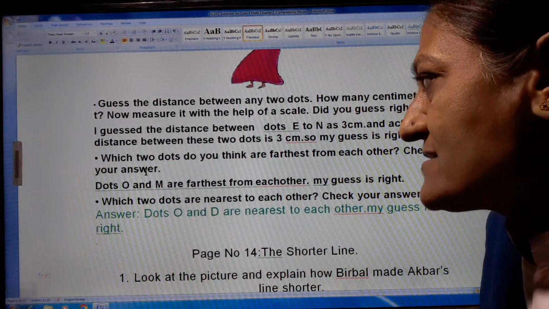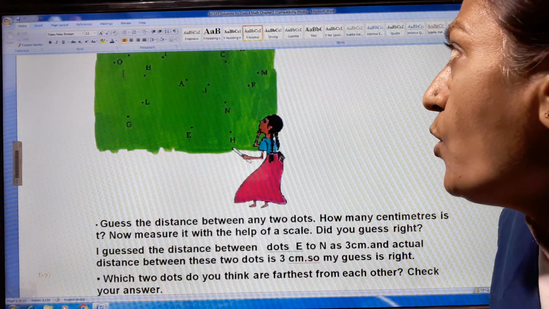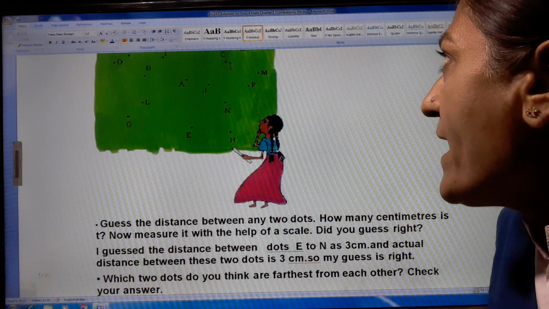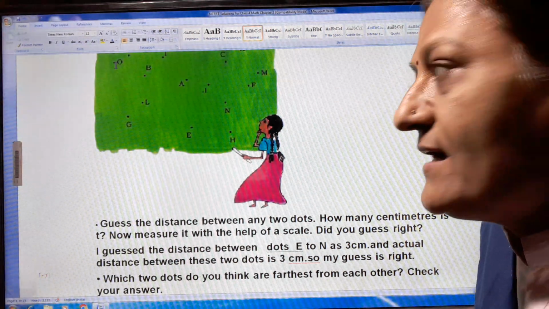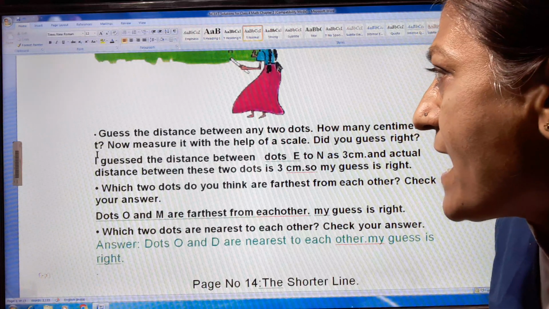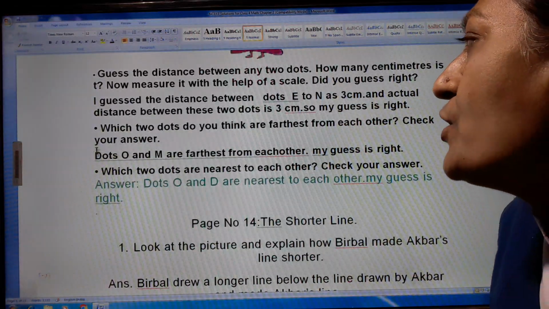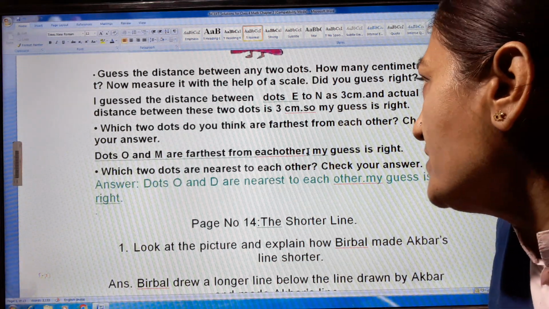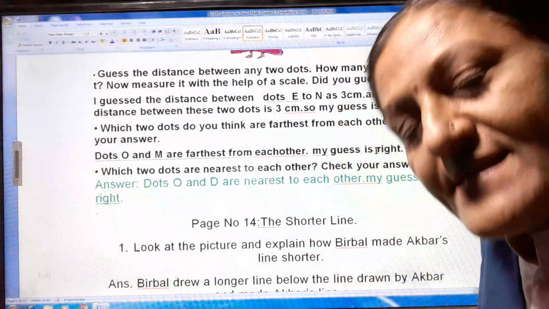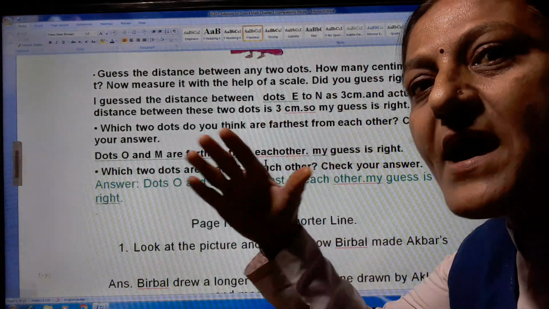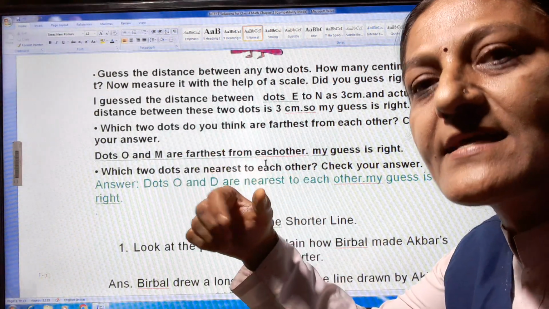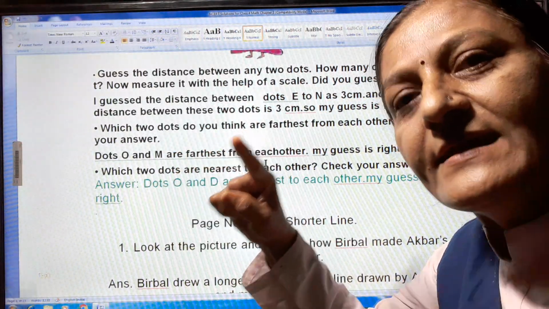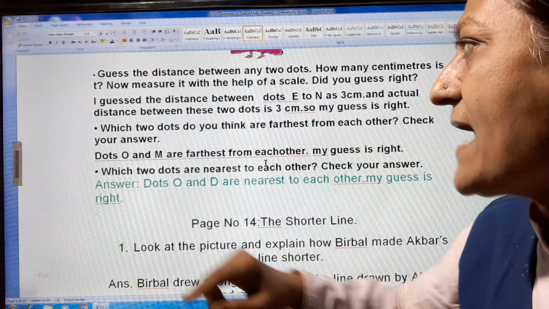Check your answer. Here O and M, the distance between O to M is a very long distance. So in the answer we have to write that dots O and M are farthest from each other. And my guess is right, because when we measure all the dots' distances one by one, O to M is the farthest, which means the maximum distance is there. So our answer is right.